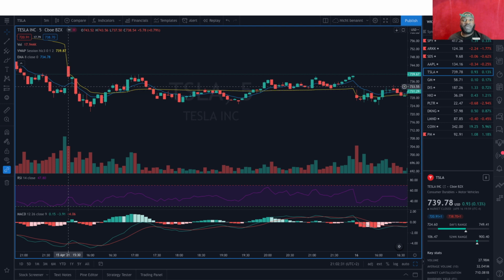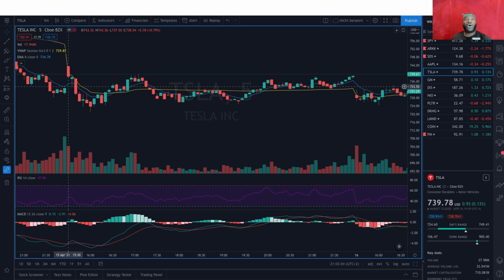Because I'm in Germany, Europe, the time is a little bit different here on the chart. When we look downwards, it shows 15th April, 15:30, which is 3:30 p.m. But the market opens at 9:30 in the US. So in Germany, when it's 9:30 in the US Eastern time, it will be 15:30. So that's why it shows 15:30 here, because I'm in Germany.